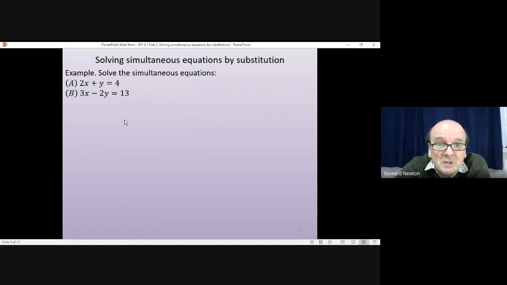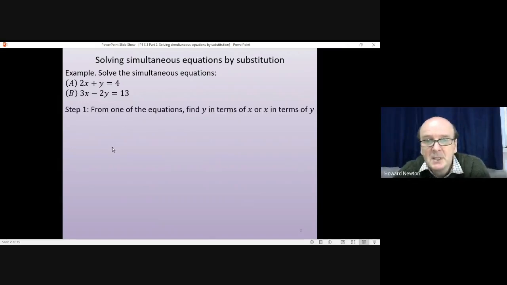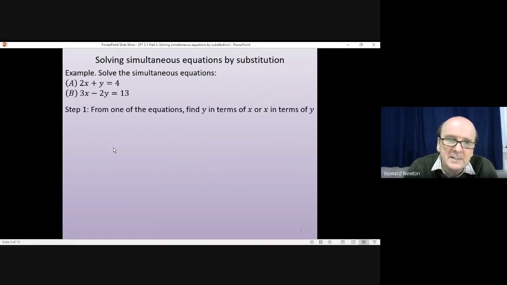We've got 2 equations, 2x plus y is 4, and 3x minus 2y is equal to 13. And the way that substitution works is that from one of the equations, we either find y in terms of x, that means we get y on its own, or we find x in terms of y, we get x on its own. You can use either equation, and you can either get y on its own or get x on its own. The choice is up to you. But normally, one of the things will be easier than the other.